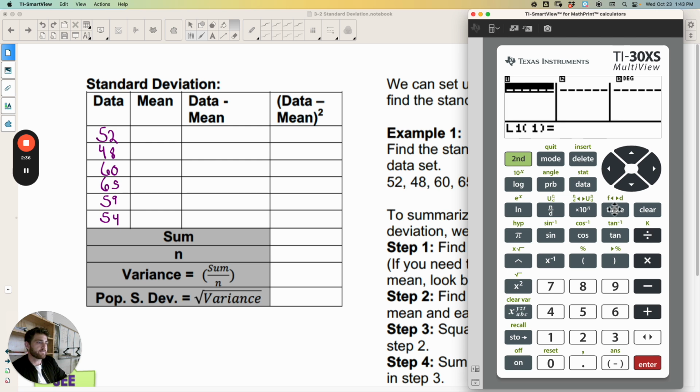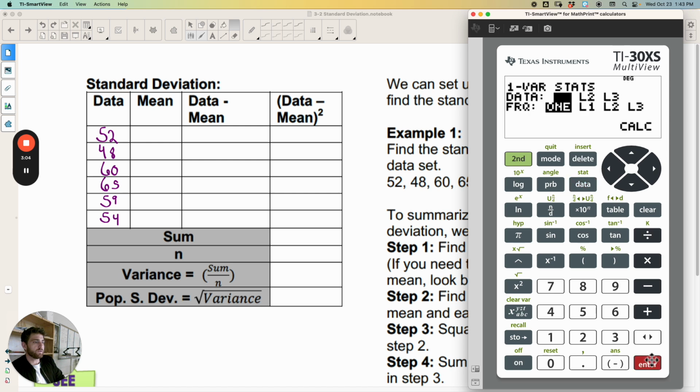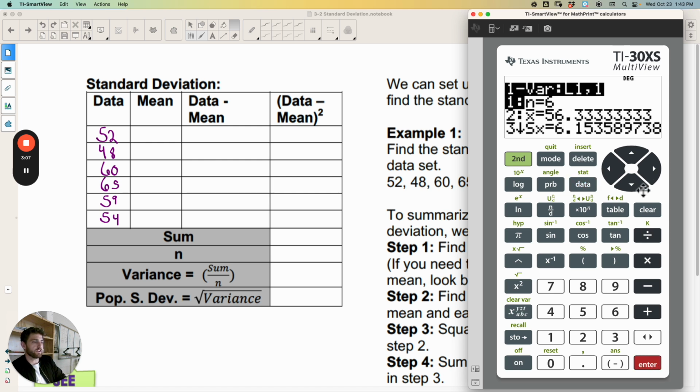I'll clear out my data and I'm going to plug these values in here to find my mean. So 52, 48, 60, 65, 59, 54. So I should have 6 total data values: 54, 59, 65, 60, 48, 52. Just making sure I plug those in right. Then we'll do second data, hit enter on one variable stats, and calculate our one variable stats. So our mean is x bar here, which will be 56.33, and I'll round to 2 decimal places.